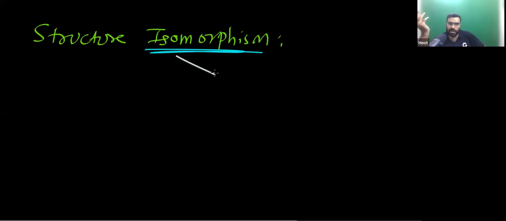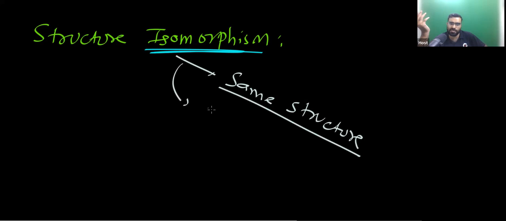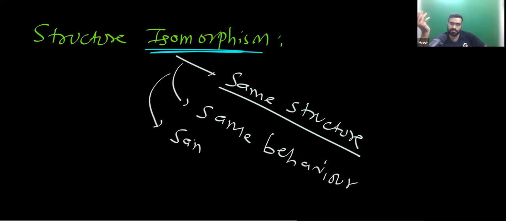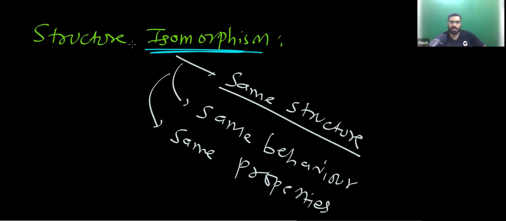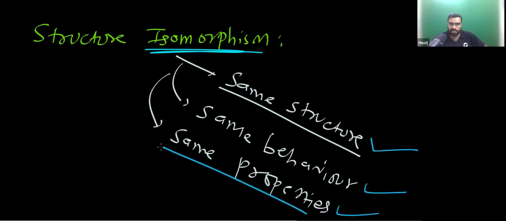Okay, structure isomorphism. Isomorphism means same structure, same behavior, same properties. But the names are different. Is this point clear? Please let me know. Structure isomorphism means same structure, same behavior, same properties, but the names can be different.